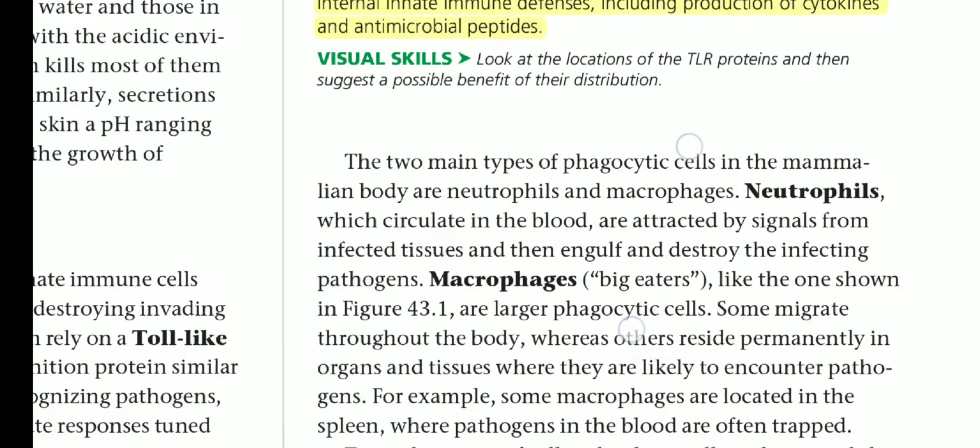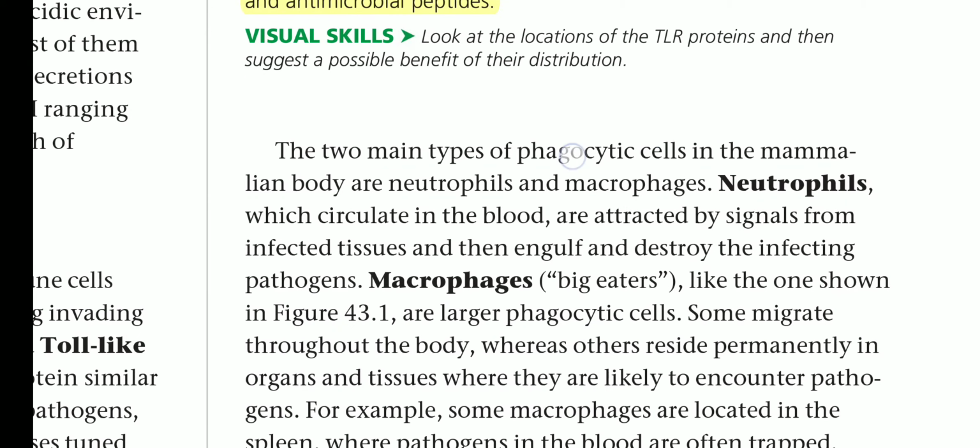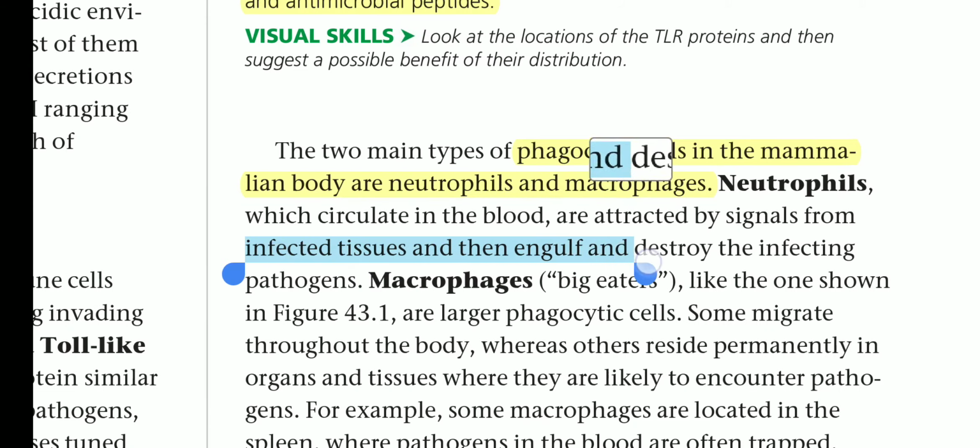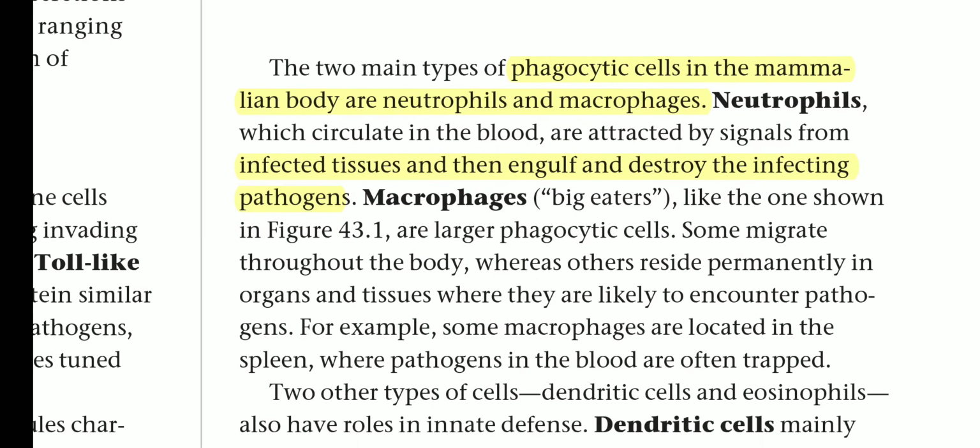The two main types of phagocytic cells in the mammalian body are the neutrophil and macrophage. Neutrophils, which circulate in blood, are attracted by signals from the infected tissue and then engulf and destroy the infecting pathogens. The macrophage is a big eater. There is a beautiful picture I'm going to show you in a little while, so just be patient. The macrophage is a big eater, like the one shown in the figure. Let me show.